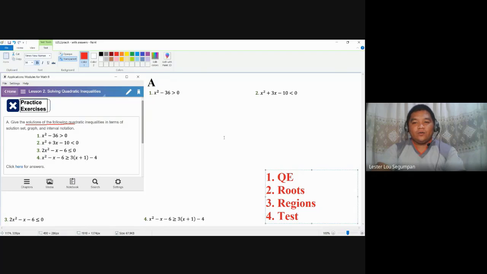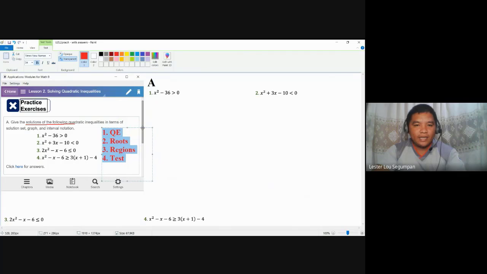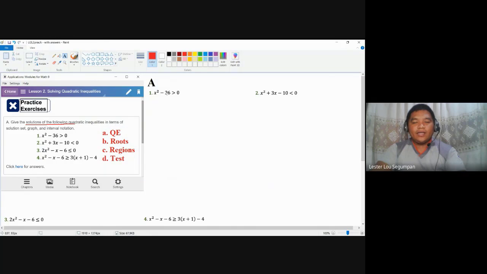So without further delay, I'm going to make it smaller. Save this area here for the problems. Let's use letters here, A, B, C, and D, so that we are not confused with the numbers of the items. For the given quadratic inequality, the first step is to give the equivalent quadratic equation.